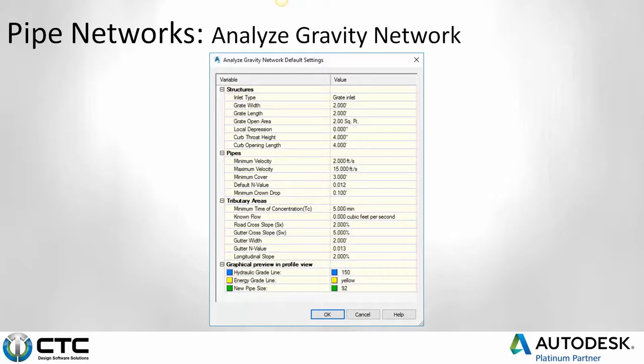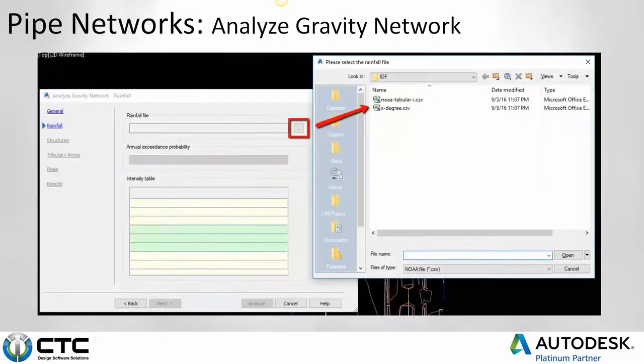Minimum cover, minimum type of concentration. So we have all this little information about the network that we can plug in. Hit next. We go to the rainfall.